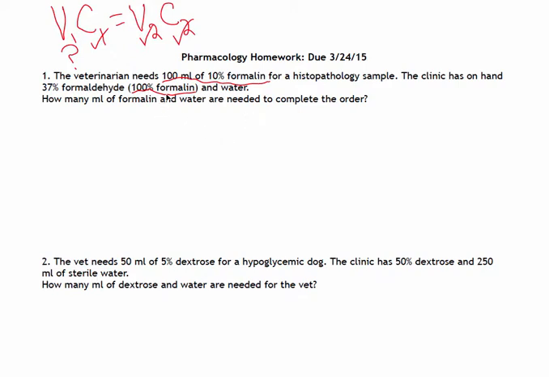So we're going to use that for our C1. V1 is still not going to be known. We're going to use that 100% as our concentration, and you don't need to actually change that to a decimal, as long as you have percentage on the other side of the equation. So what we actually need for clinical application is the volume of 100 milliliters, and we're going to multiply that times the proper concentration, which is 10%.